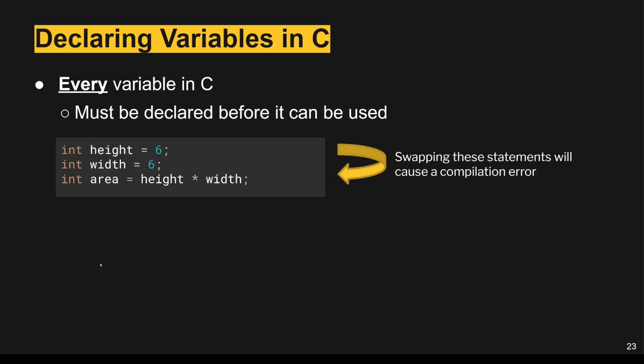Every variable in C has to be declared before it's actually used. If we have these defined here, this is no problem. If we were to swap them, then it would have a problem because it's defined after it's being used. In C, everything must be defined before it's used. There is no dynamic variable allocation like there is in some of the other languages.